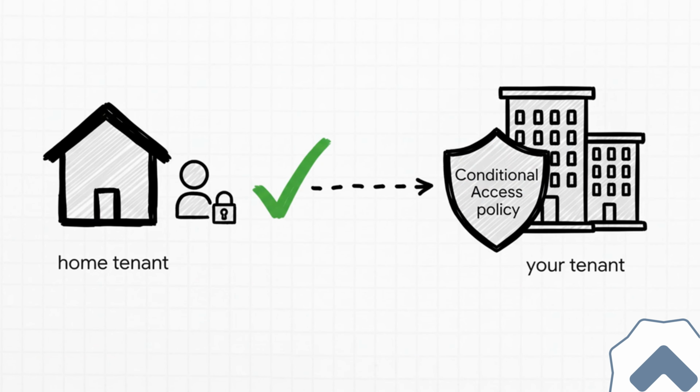And this visual just makes it so clear. Look, the guest proves who they are to their own organization over on their own turf. Once their tenant gives them the thumbs up, they get passed over to your front door. And that is the exact moment, right as they try to step inside, that your conditional access policies wake up and act like a bouncer at a club saying, all right, let's see some ID.